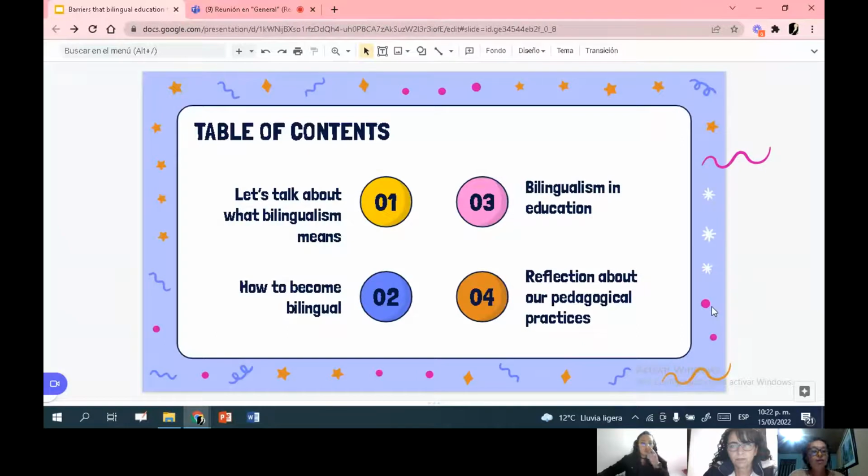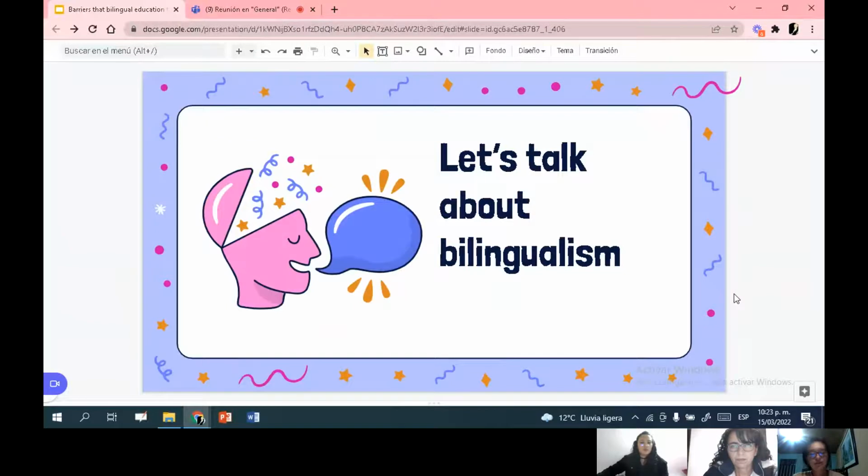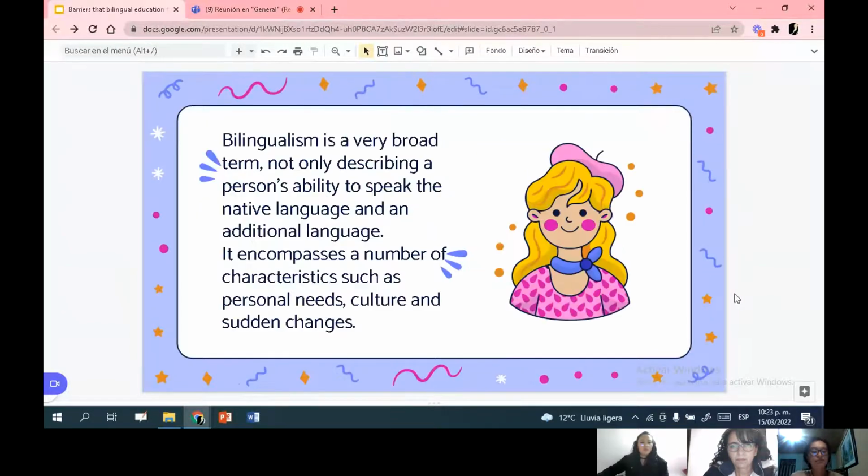This is our table of contents. First, let's talk about what bilingualism means. Second, how to become bilingual. Third, bilingualism in education. And fourth, reflection about our pedagogical practices. So let's talk about bilingualism.